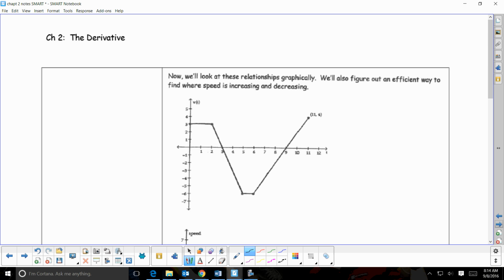So we can do this a couple ways. Because think about it, guys, when is it getting close to zero and when is it getting farther away from zero? Velocity. When is velocity getting closer to zero? Is it getting farther away from zero? When velocity is getting farther away from zero, then what's happening? Speed is increasing.